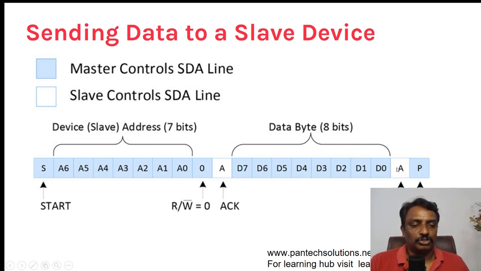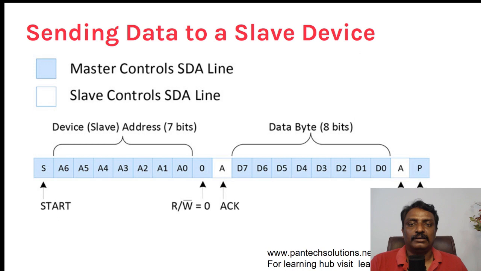Again, you get the acknowledgement whether the slave received the data or not. That is also controlled by the slave. The white color indicates it is controlled by the slave, and the blue color indicates it is controlled by the master. Then the stop bit. So start and stop bits are used to send the data. If you have 10 devices, the device which has the matching address will respond with the acknowledgement signal, and it gets the data.